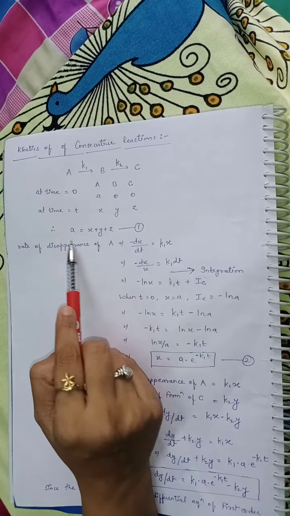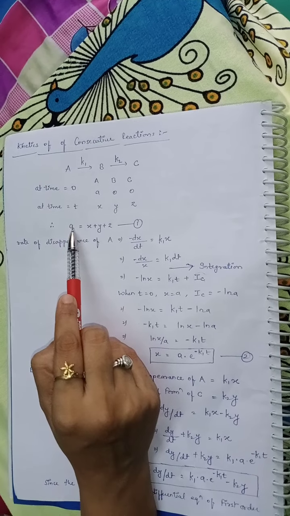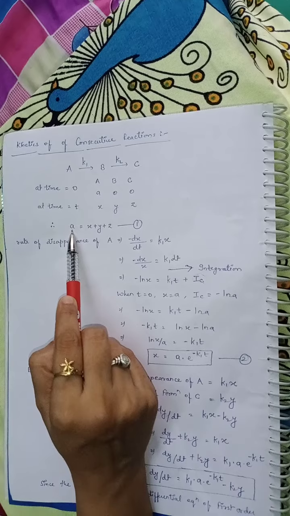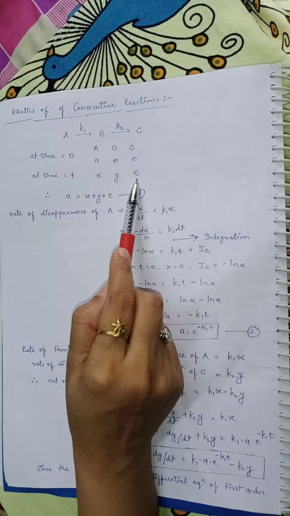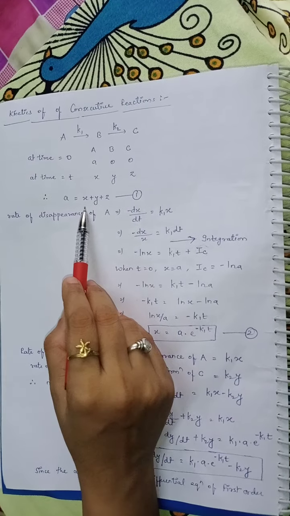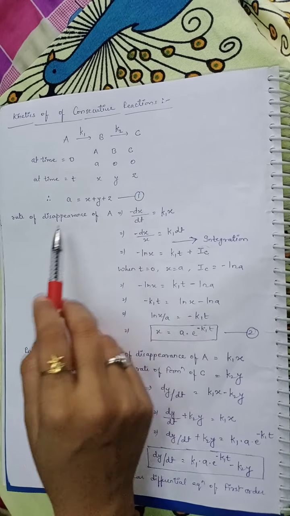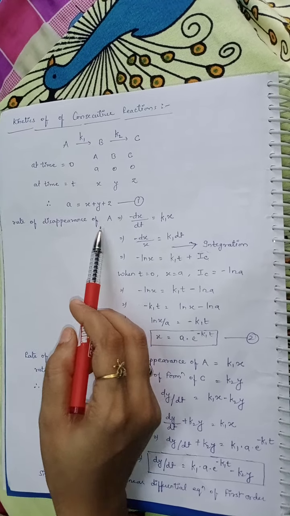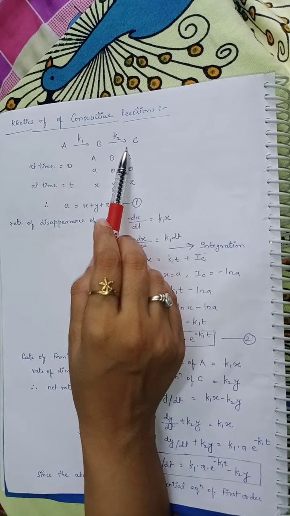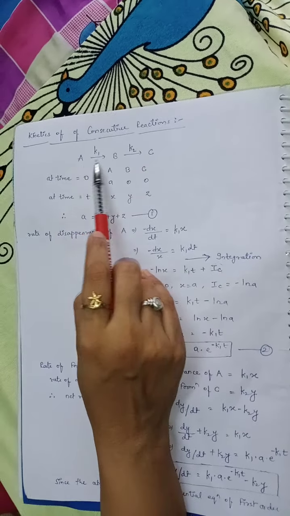So finally we can conclude that the initial concentration of reactant A is equal to the sum of x, y and z. This is your final equation, which will be known as equation 1. Now, the rate of disappearance of A: we have to find the respective rates so that we can have a first order kinetic equation for A, B and C.